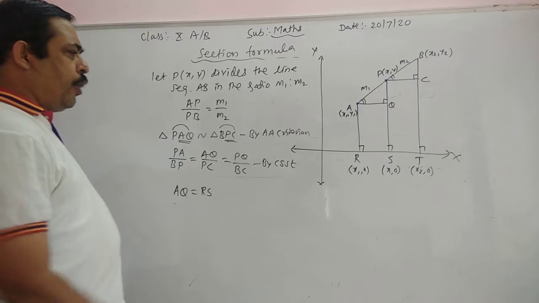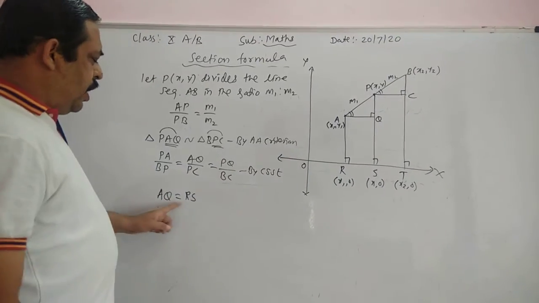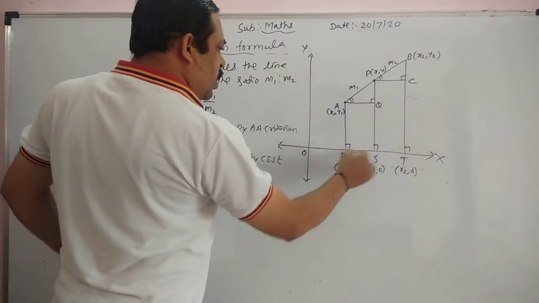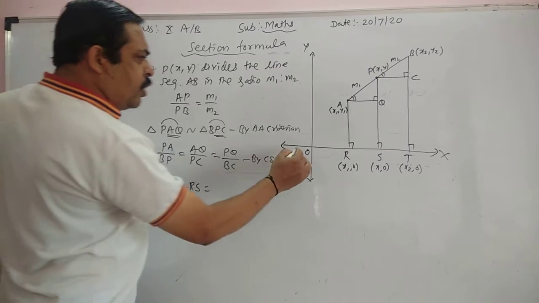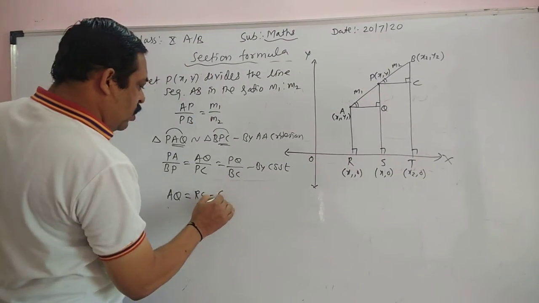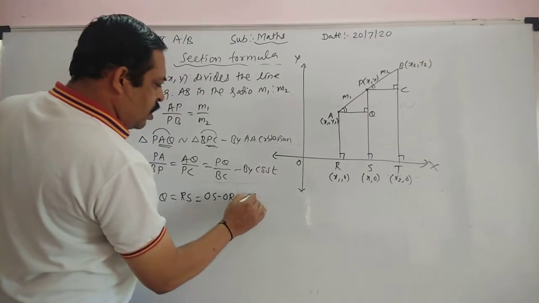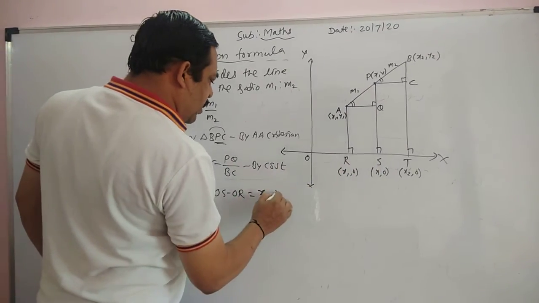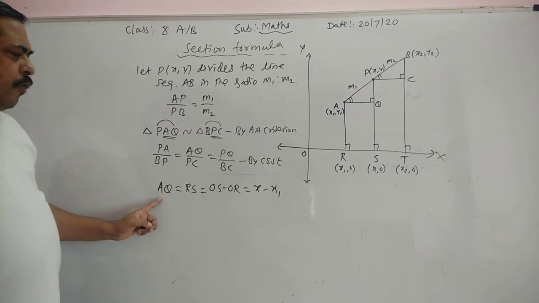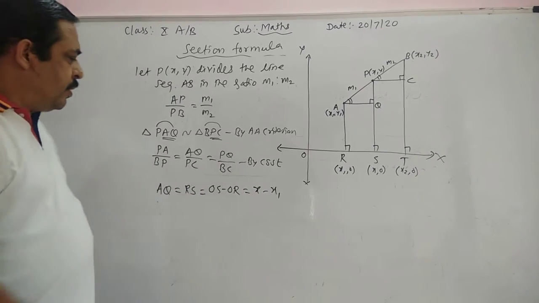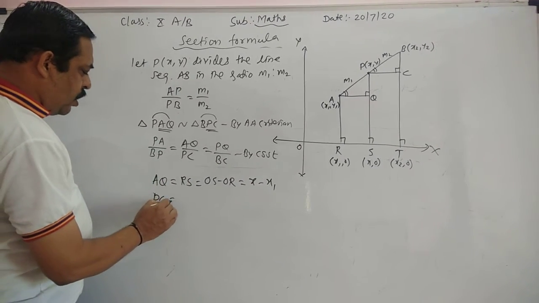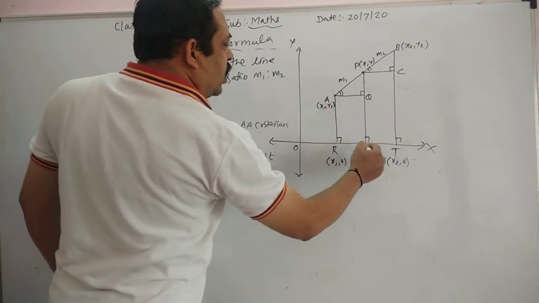The coordinates of point O. AQ is equal to RS. RS is equal to OS minus OR. OS means x and OR means x1. Therefore, we get the value of AQ as x minus x1. Now we find the value of PC. PC is equal to ST.